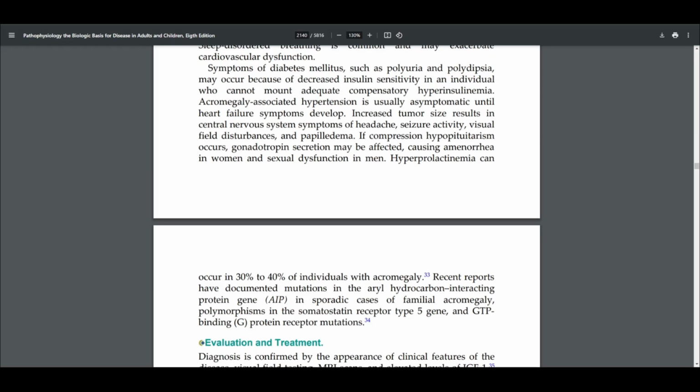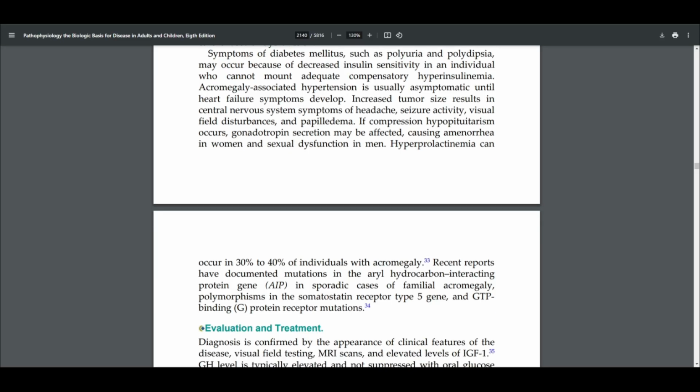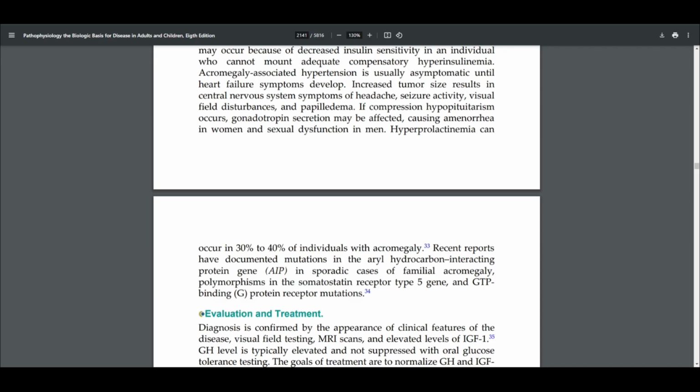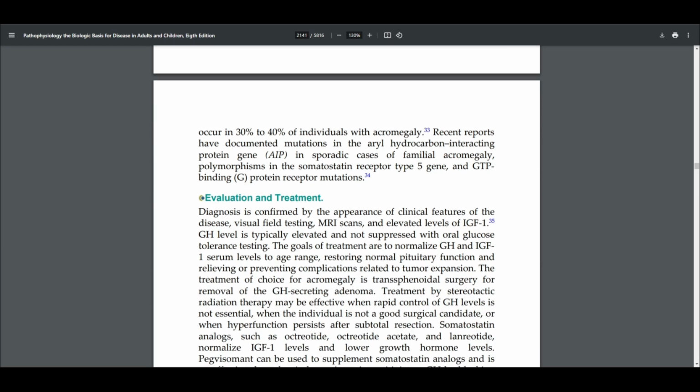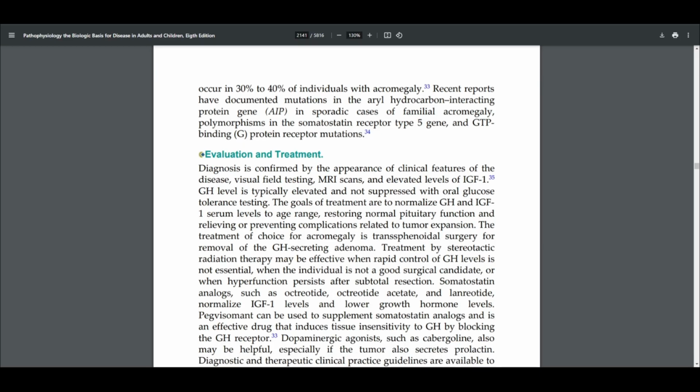Increased tumor size results in central nervous system symptoms of headache, seizure activity, visual field disturbances, and papilledema. If compression causing hypopituitarism occurs, gonadotropin secretion may be affected, causing amenorrhea in women and sexual dysfunction in men. Hyperprolactinemia can occur in 30 to 40% of individuals with acromegaly.